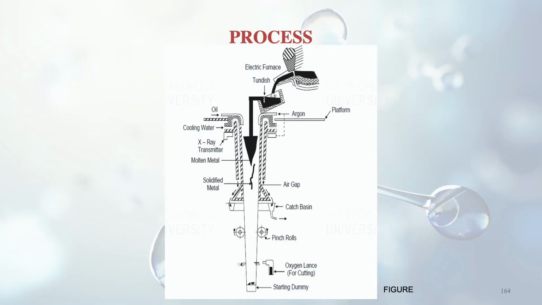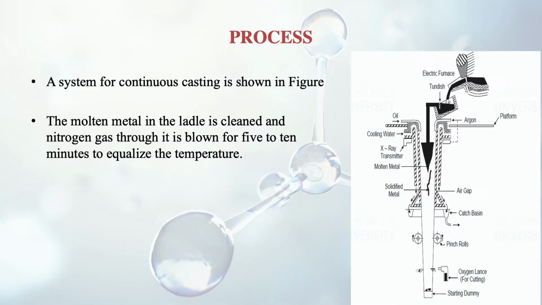So the figure is here for continuous casting. The molten metal in the ladle is cleaned and nitrogen gas is blown through it for 5 to 10 minutes to equalize the temperature. Nitrogen is an inert gas, that's why it is used, or argon can also be used, because it doesn't react with the iron or the steel by itself. It gives an inert atmosphere and is just used to equalize the temperature.